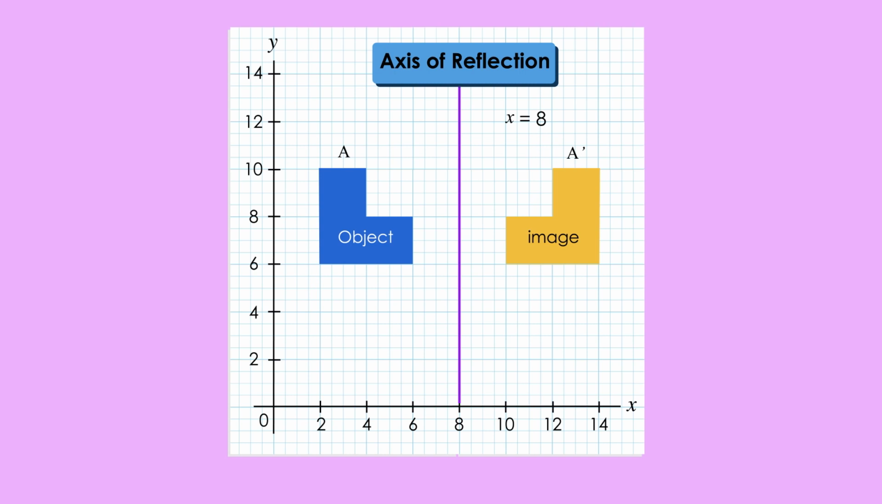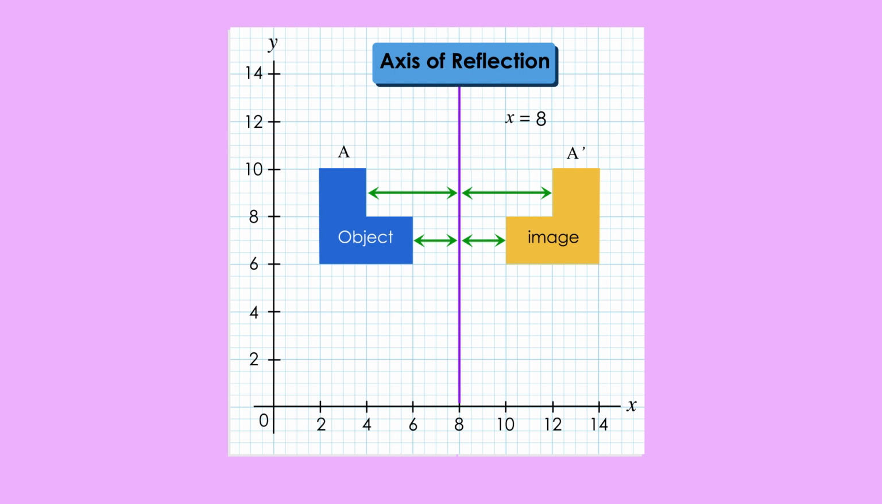The line is called the axis of reflection. Now, let's observe the object and image. We can identify the object and the image on the opposite sides of the axis of reflection. The object and its image have the same perpendicular distance from the axis of reflection.